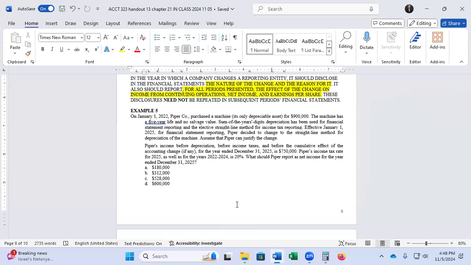Okay. On January 1, 2022, Piper Company purchased a machine, its only depreciable asset, for $900,000. The machine had a 5-year life and no salvage value. Sum of the year's digits depreciation has been used for financial statement reporting and the elective straight line method for income tax reporting, which, unless we're dealing with income tax reporting, we can ignore, right? Effective January 1, 2025, for financial statement reporting, Piper decided to change to the straight line method. So how many years have we depreciated already? 3, okay.